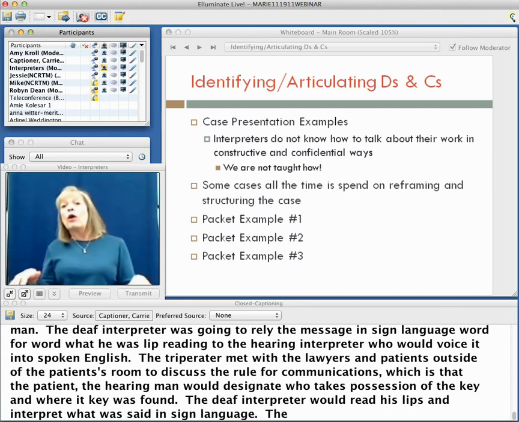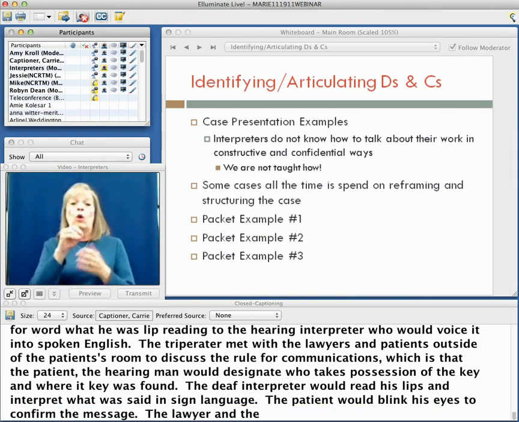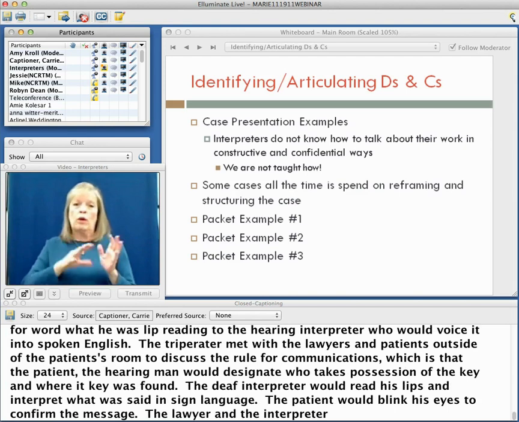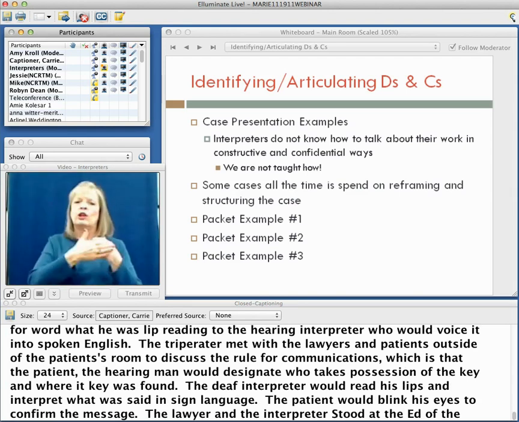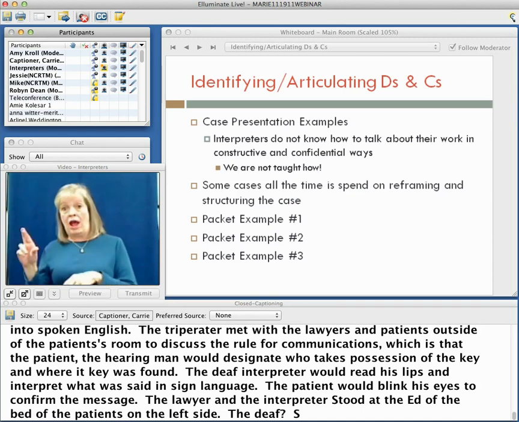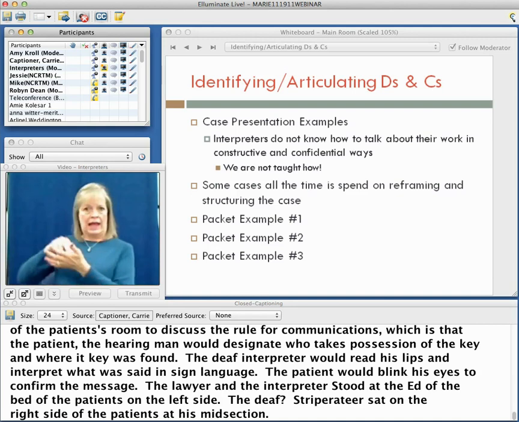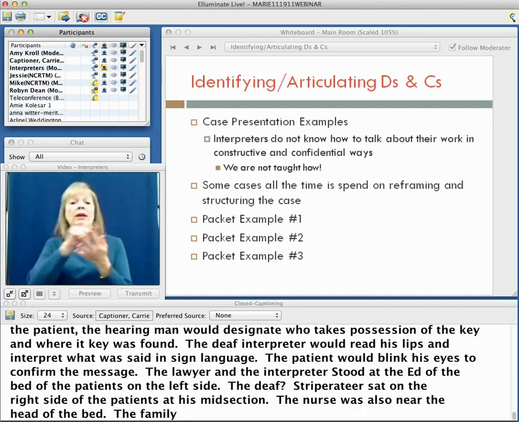The lawyer, the hearing interpreter, and the insurance agent stood at the head of the bed of the patient on the left side. The deaf interpreter sat on the right side of the patient at his midsection. The nurse was also near the head of the bed. The family members stood in a semicircle at the foot of the bed.